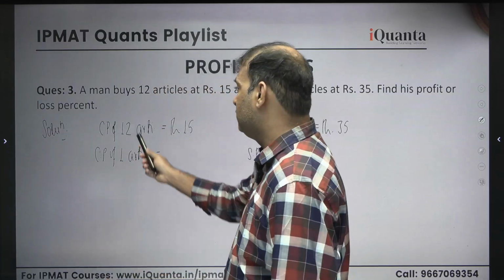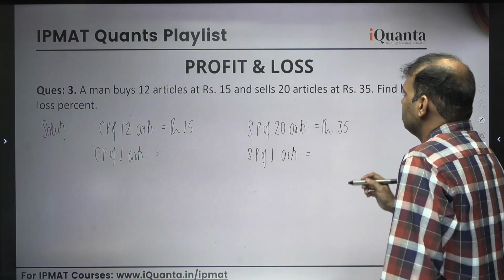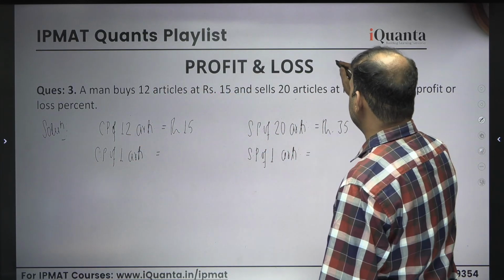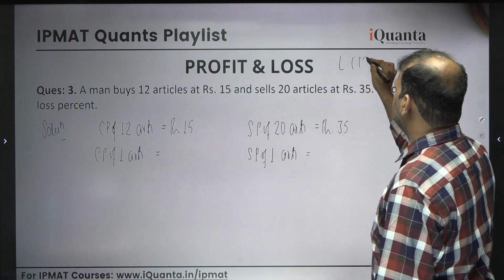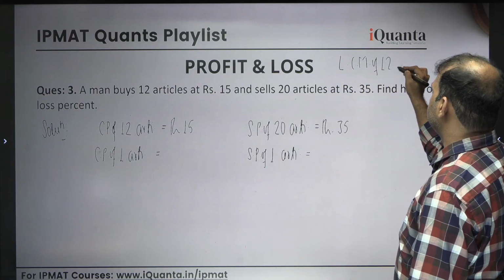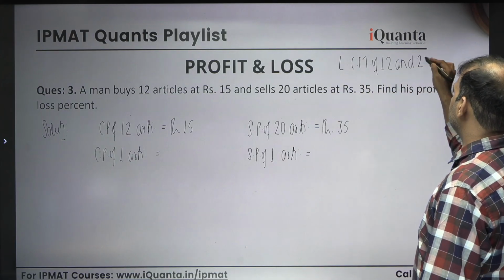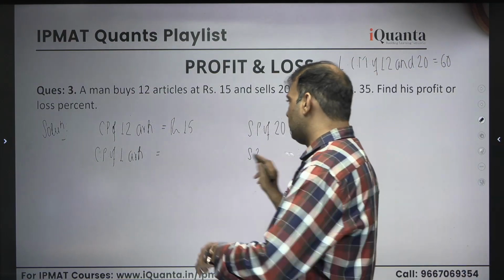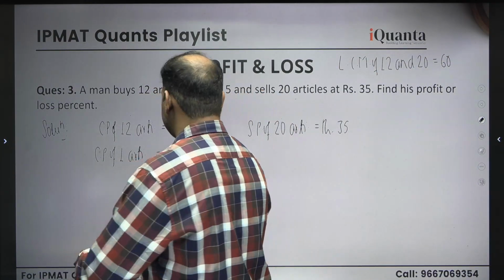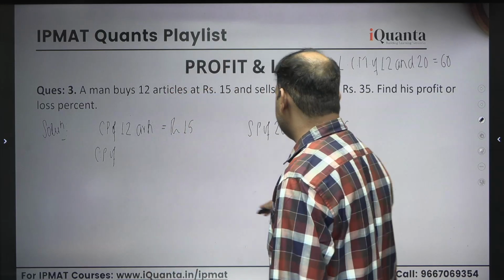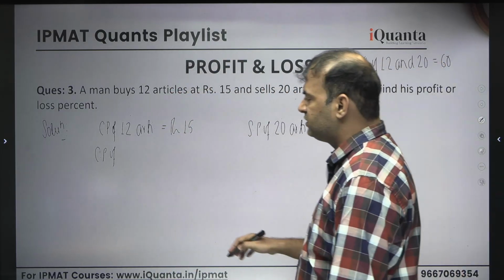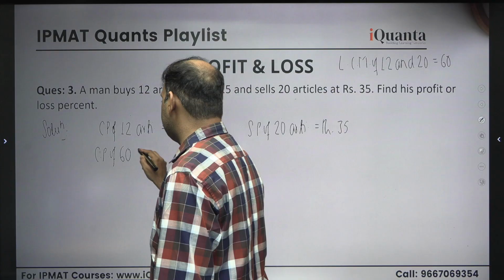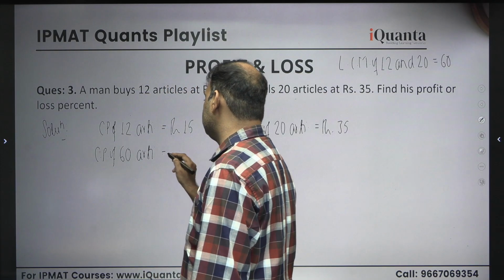For example, here we have 12 and here we have 20. And as I said, we are going to take the LCM of 12 and 20. What is the LCM of 12 and 20? It's very simple. It is actually 60, all right? So guys, let us consider 60 articles while being bought and while being sold as well, right? So let's calculate with the 60 articles, all right? Okay, so I'm writing 60 articles in terms of buying and also in terms of selling.